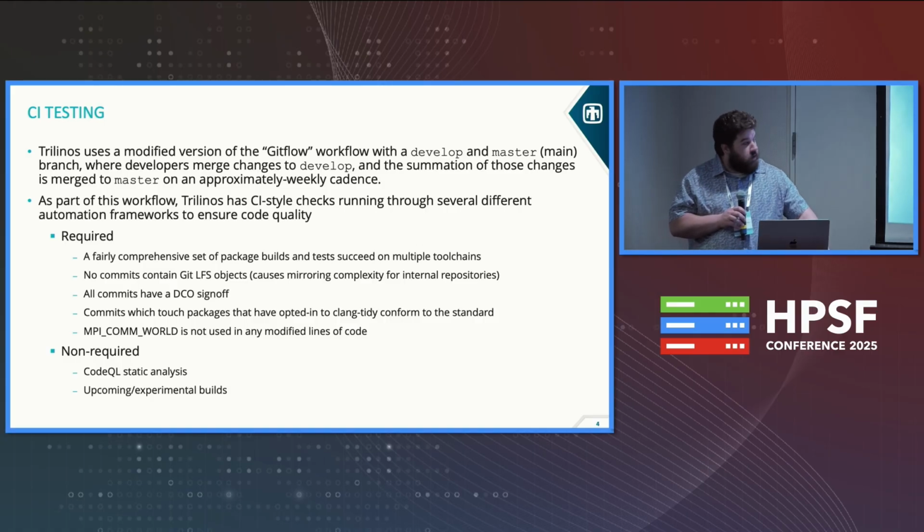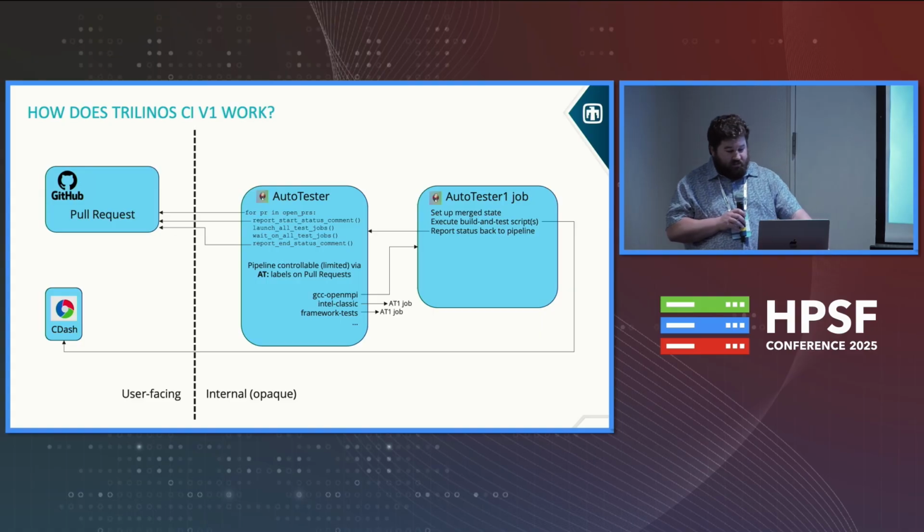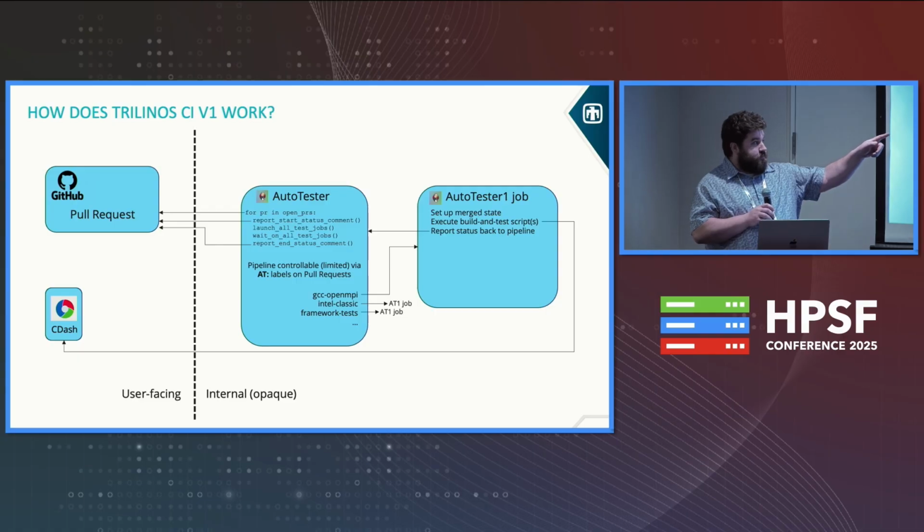The number one important one is this first bullet here that says a fairly comprehensive set of package builds and tests on multiple tool chains. We do on the order of 8 different tool chains and configurations for every commit that goes in. So the way that this works currently is we have pull requests sitting out here on GitHub, and then we have, internally to our site, a polling-based system that reaches out to GitHub, checks for commits that need to be tested, whether they have new changes or a user has explicitly requested that they be retested. It spawns a number of jobs, reports that it's spawned those back to the pull request via a comment, waits on them, and then reports back the status, pass or fail.